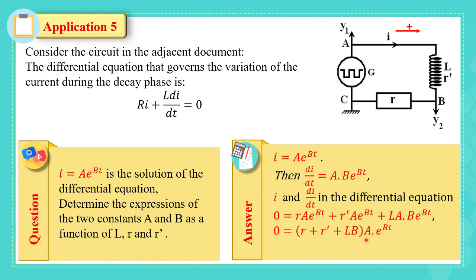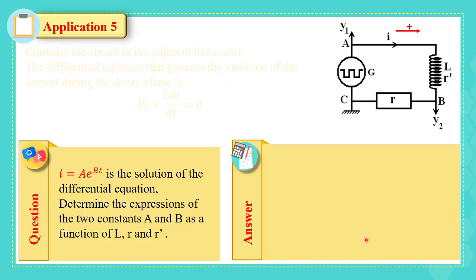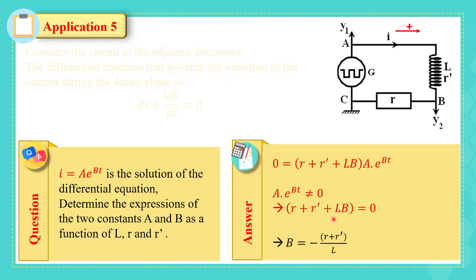Now, as we know, the exponential is different from 0. So A e to the power bt is different from 0, and we will have R plus R' plus LB equal to 0. So B equals minus (R plus R') over L.